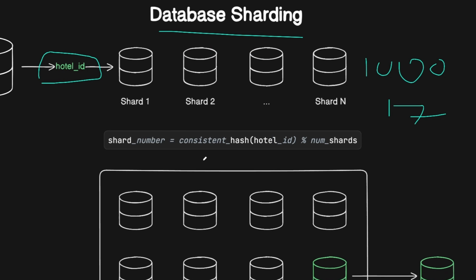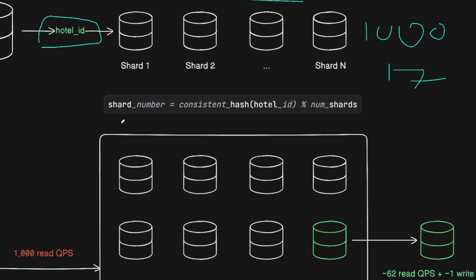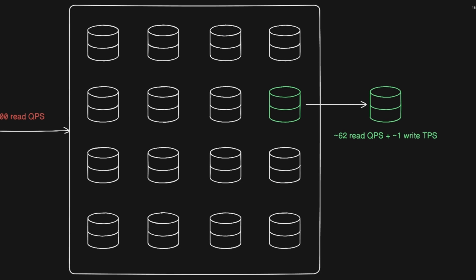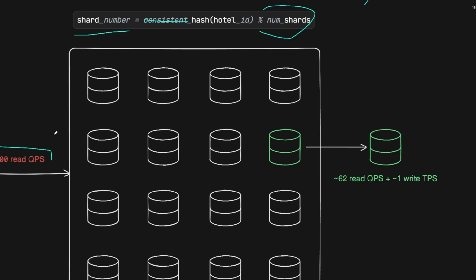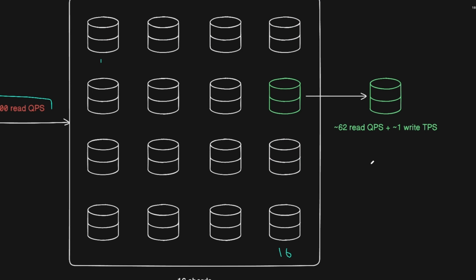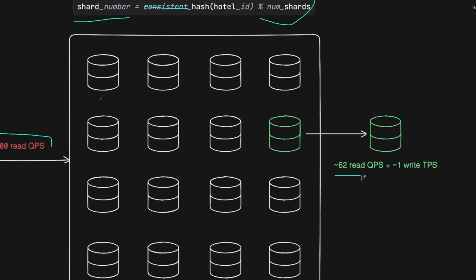For initial deployment, we can use modulo sharding, which is the formula for sharding. So the shard number will be equal to, and this won't be consistent hashing initially, just the hash of the hotel ID modulo the number of shards that we will have. This will work well when you know your shard count won't change often. So if we decide, let's say, to split these 1000 read queries per second between 16 shards, then this will come to about 62 reads, meaning queries per second, and 1 write transaction per second per shard.